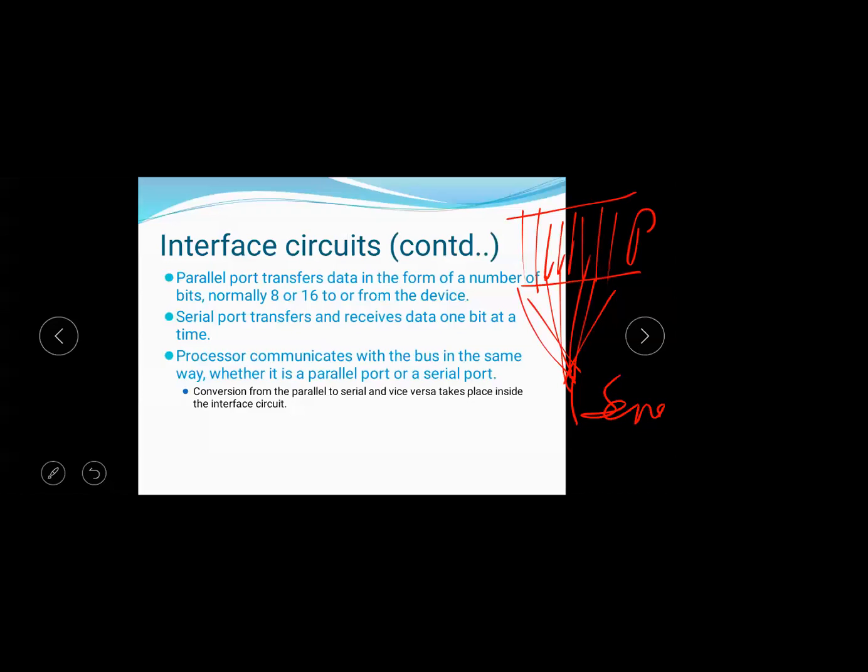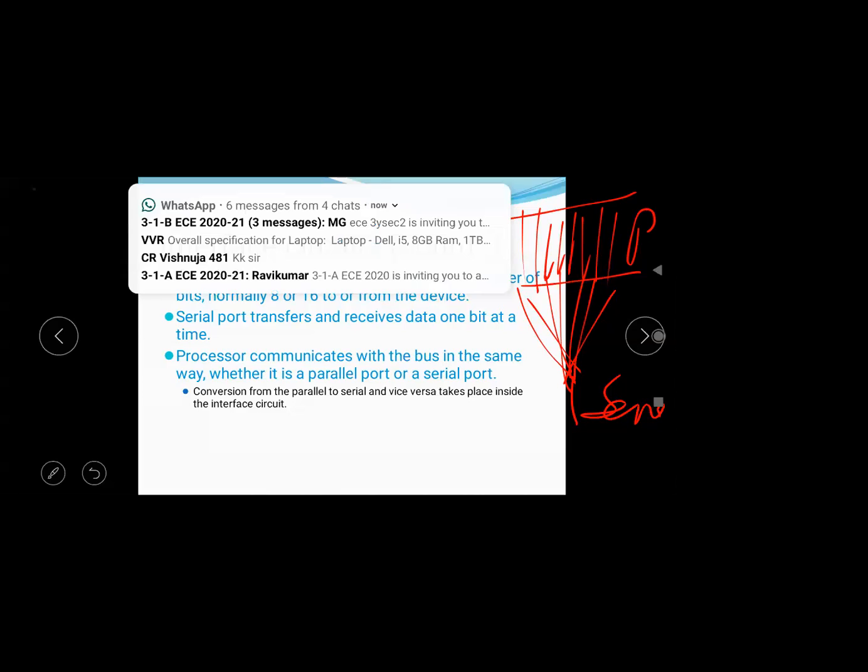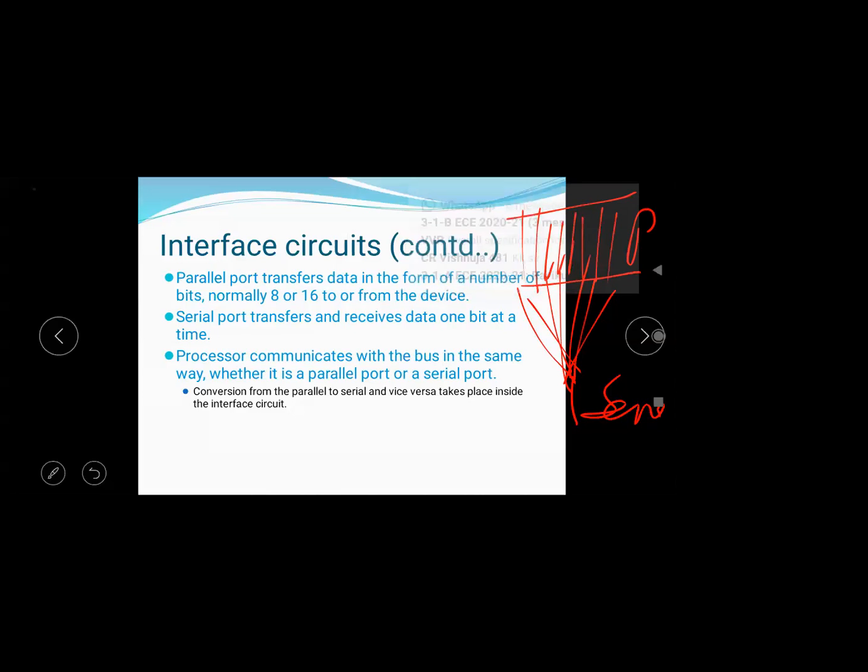The processor communicates with the bus in the same way whether it is a parallel port or a serial port. The port may be parallel or serial, but the interface to the bus is only one. Conversion from parallel to serial and vice versa takes place inside the circuit.